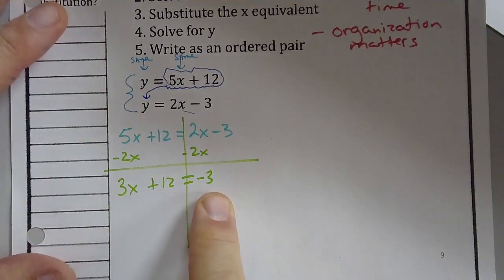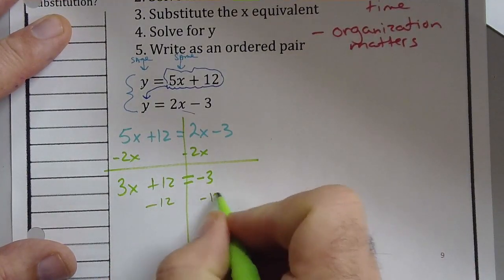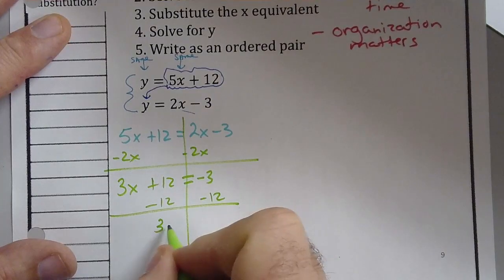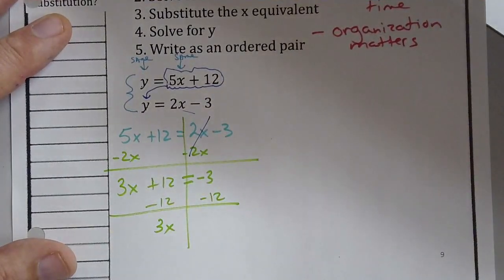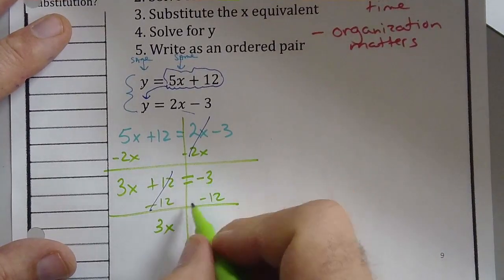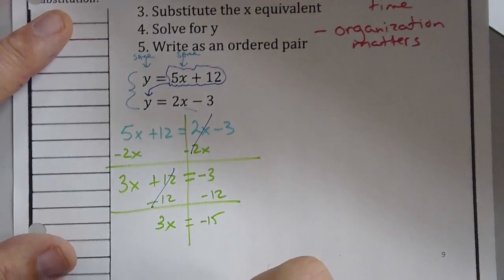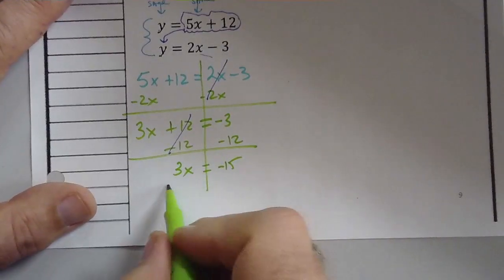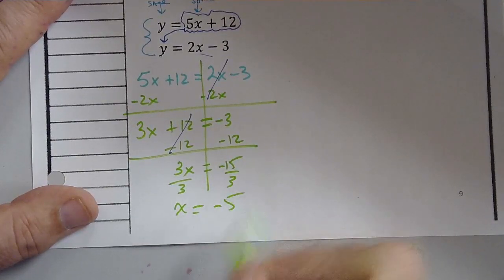Now I've got a two-step equation. When I do this two-step equation, I'm going to subtract 12 from both sides. That leaves me just 3x here. Don't forget, when we choose these values, that becomes 0, that becomes 0. Negative 3 and negative 12 together will give us negative 15. We're down to just taking care of this coefficient. Divide by 3, and we get x equals negative 5.